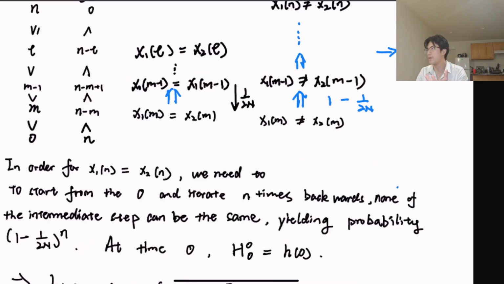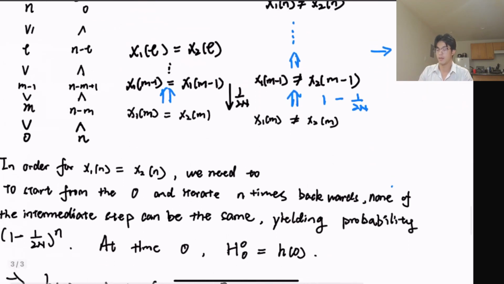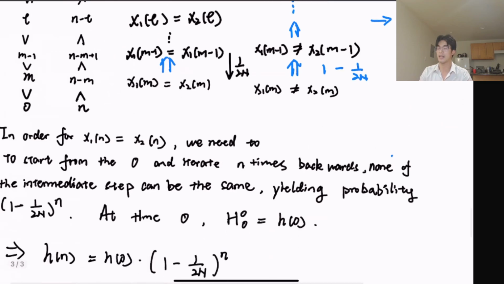So what happens at time 0? We're just randomly selecting two alleles there, right? Like at the bottom here, we're just randomly selecting two alleles. And this gives us the initial expectation. So what is the expectation at the nth generation for heterozygosity? It is the initial expectation times (1 minus 1 over 2n) to the nth power. And this concludes the proof.